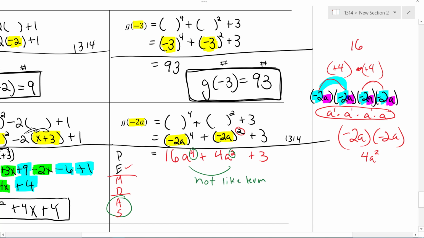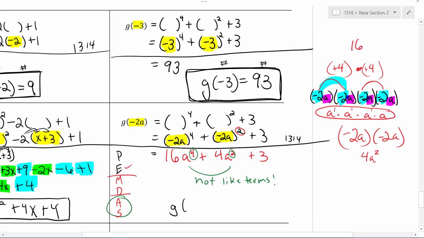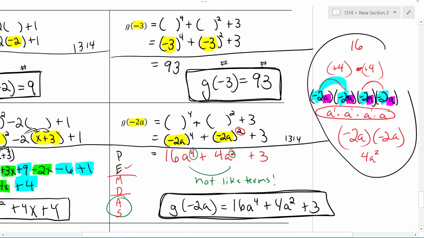You cannot combine them. So that means that the best that we can do is actually to stop right there. Our final answer is g of negative 2a is equal to 16a to the power of 4 plus 4 times a squared plus 3. So that's as good as it gets. No adding and subtracting can be accomplished. All right, so that's our final answer. Make sure you're practicing these ideas here.